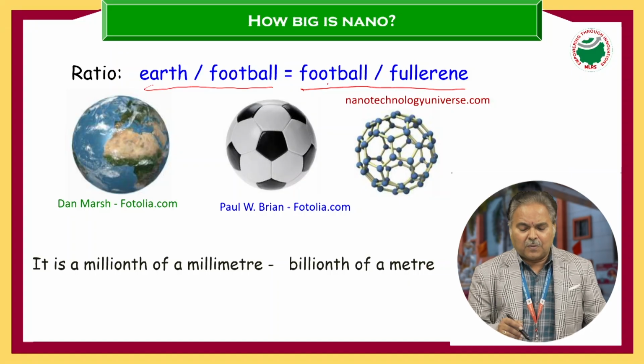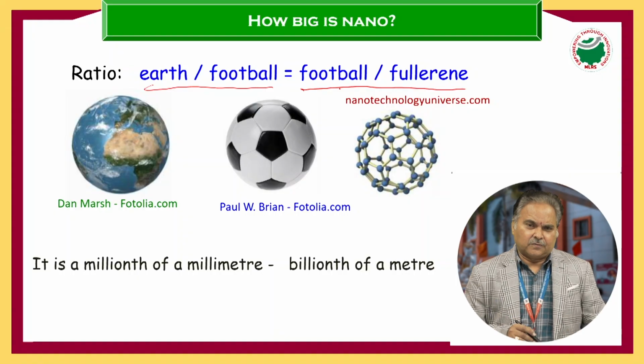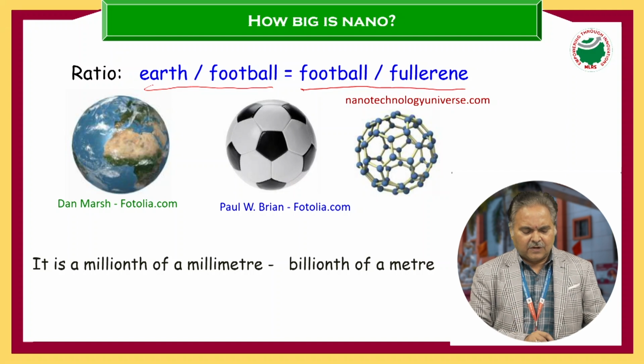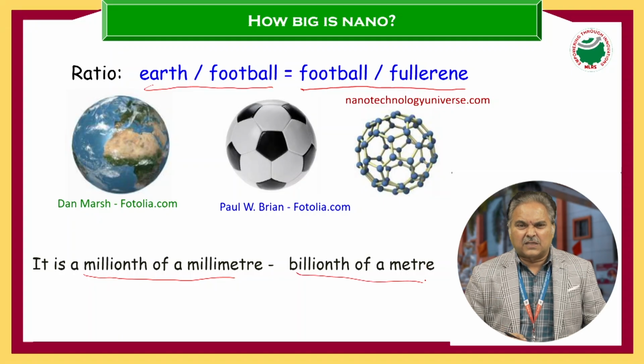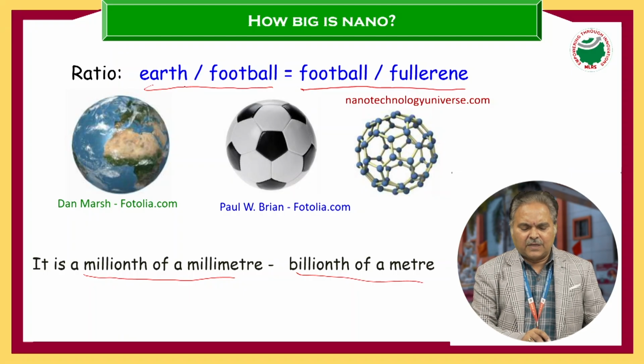Similarly, for football versus fullerenes, you will get a similar value of that ratio. That is how that scale will be, depending on that. So it will be a millionth of a millimeter or a billionth of a meter. That is just a scale of how the nanometer is represented. Okay, so this ratio will be Earth by football.